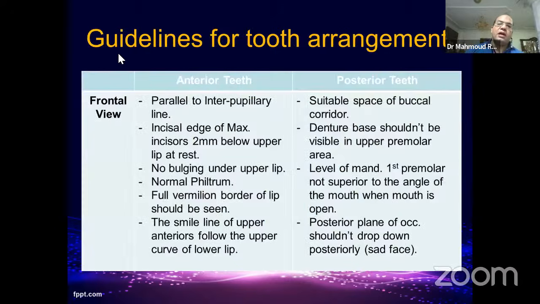Okay, here we will talk about guidelines for tooth arrangement to have good aesthetics. If we look from the frontal view, the anterior teeth must be parallel. The anterior occlusal plane here must be parallel to the interpupillary line. The incisal edge of maxillary incisors will be 2 mm below the upper lip at rest. No bulging under the upper lip. Normal philtrum view. Full vermilion border of the lip should be seen. The smile line of the upper anterior follows the upper curve of the lower lip.